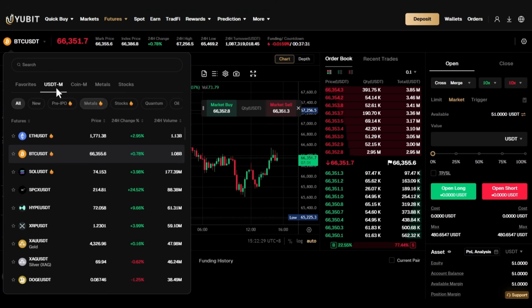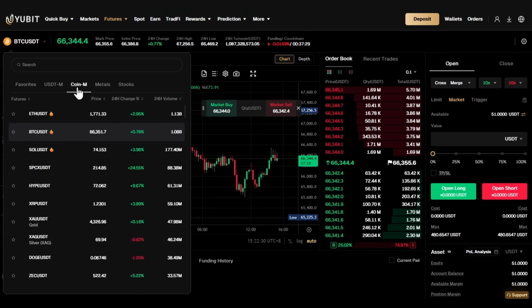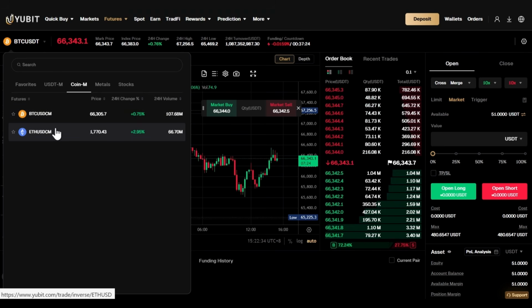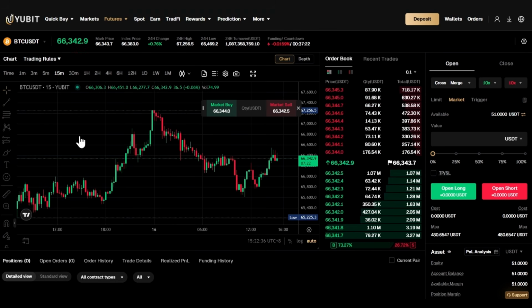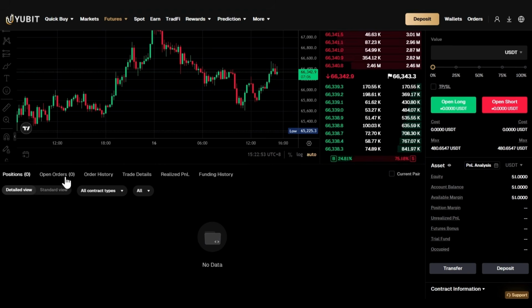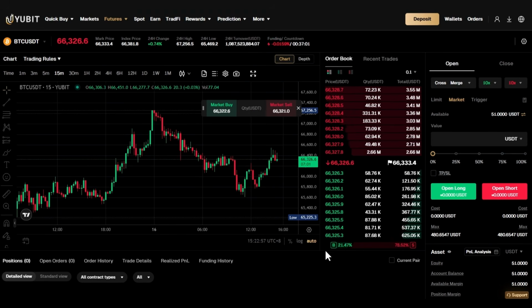You can select between USDT margin perpetuals and coin margin perpetuals, which are trades settled in your own crypto instead of USDT. In the center is the price chart powered by TradingView, with all the drawing tools and technical indicators you need for analysis. On the right side is the order book, showing all live buy and sell orders in the market. And at the bottom is your order management panel. This is where you track your open positions, open orders, and trade history. Everything you need is right here on one screen.